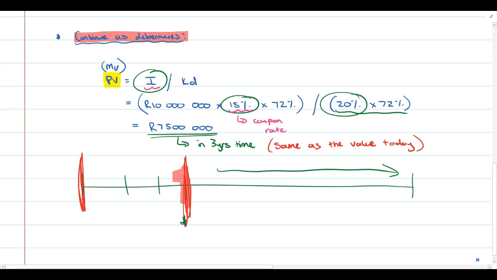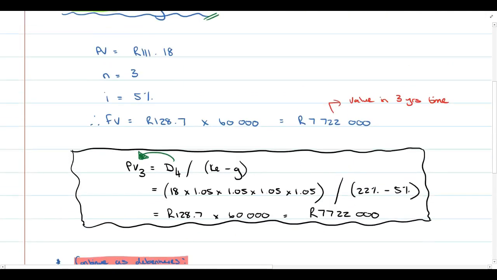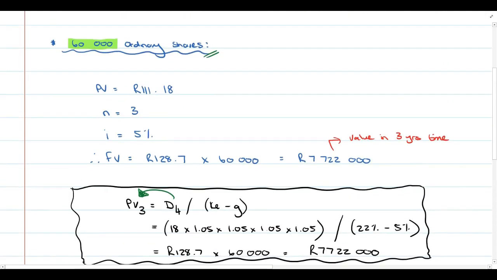If we go back to the ordinary shares, the reason why the ordinary shares have a different value today as opposed to the value 3 years from now is because the dividends are expected to grow by 5% per annum. So the reason for the difference in the value of the shares today and the value of the shares 3 years from now is because of this growth rate of 5%.